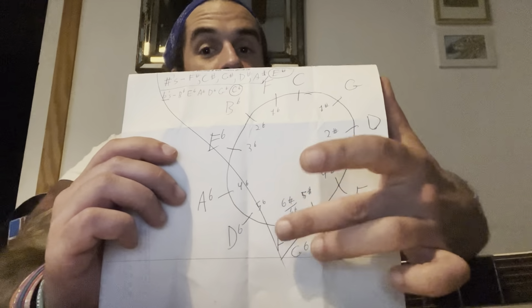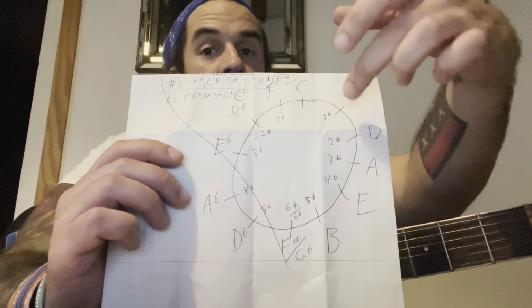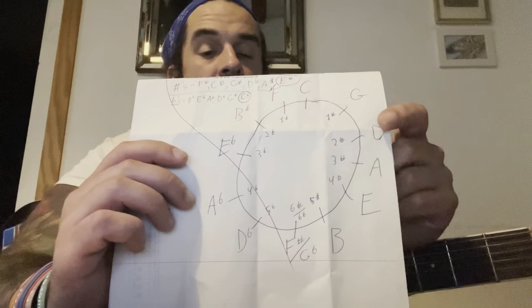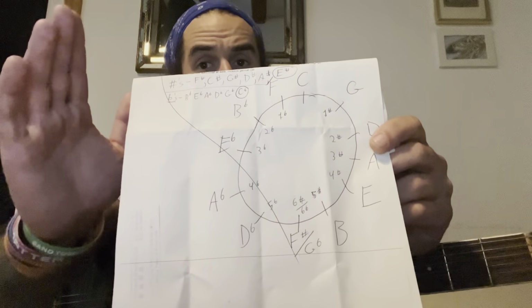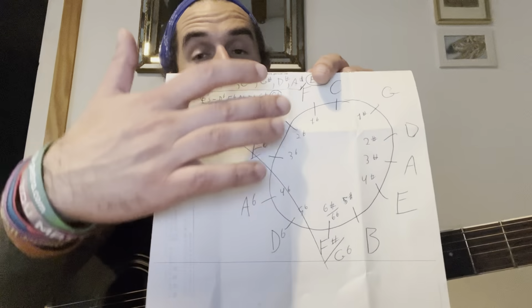Now, this is where I want to stop. We're going to go this way to address all the sharps, and then we're going to go the other way to address all the flats. So there's a pattern that's happening in this circle of fifths that does manage to get us all the way back up to C again. And I want to show you this.